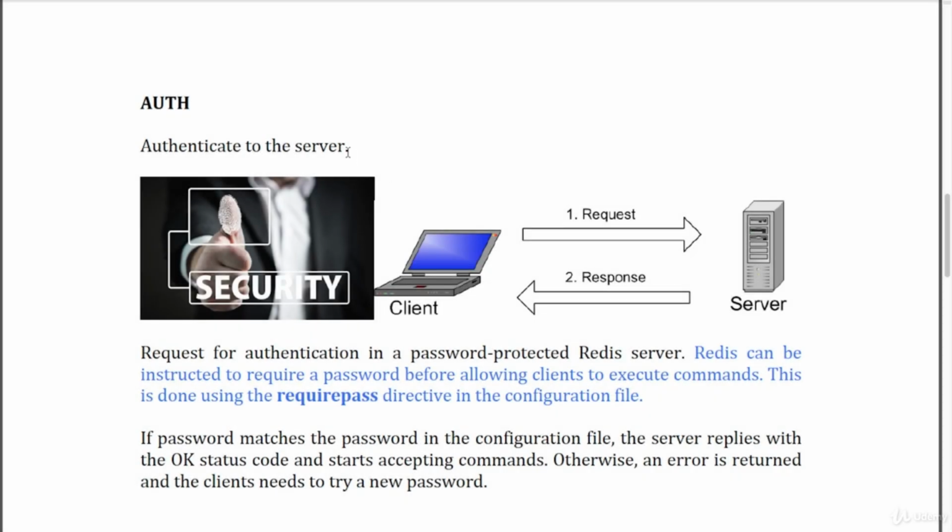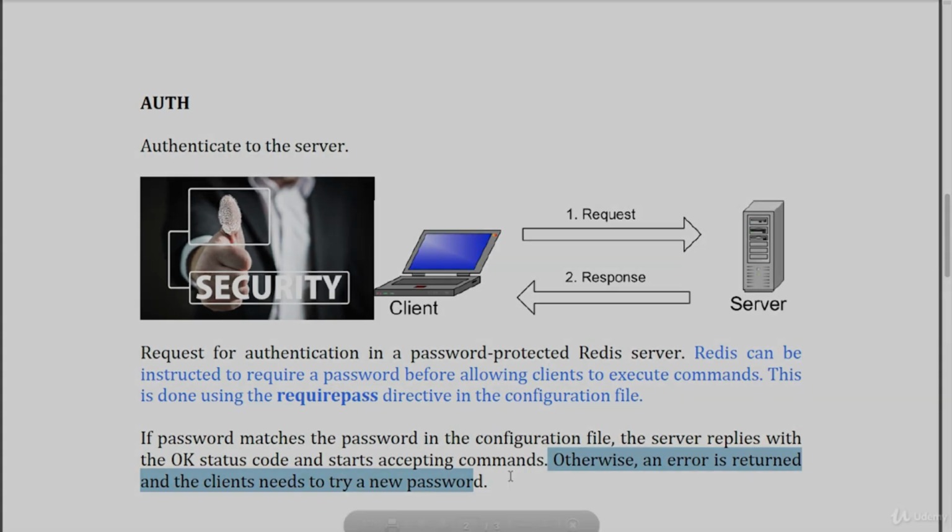First of all, the AUTH command is utilized to authenticate to the server. It requests authentication in a password protected Redis server. If the password matches the password in the configuration file, the server replies with an OK status code and starts accepting commands. Otherwise, an error is returned and the client needs to try a new password.